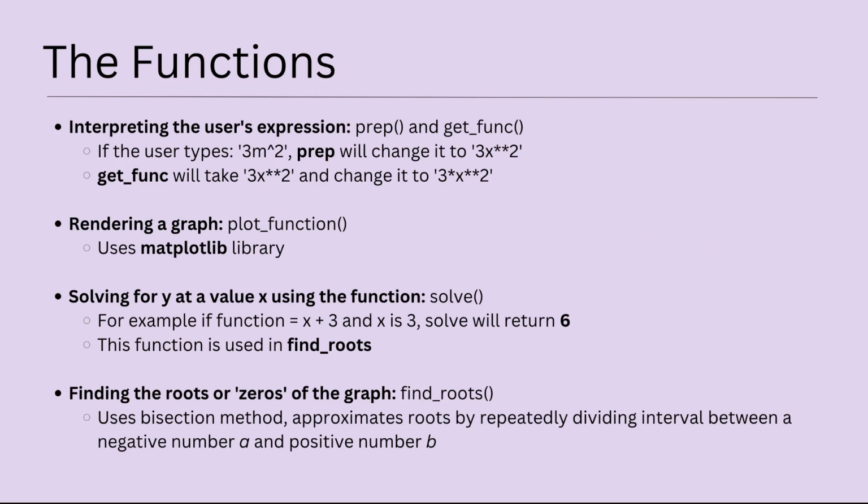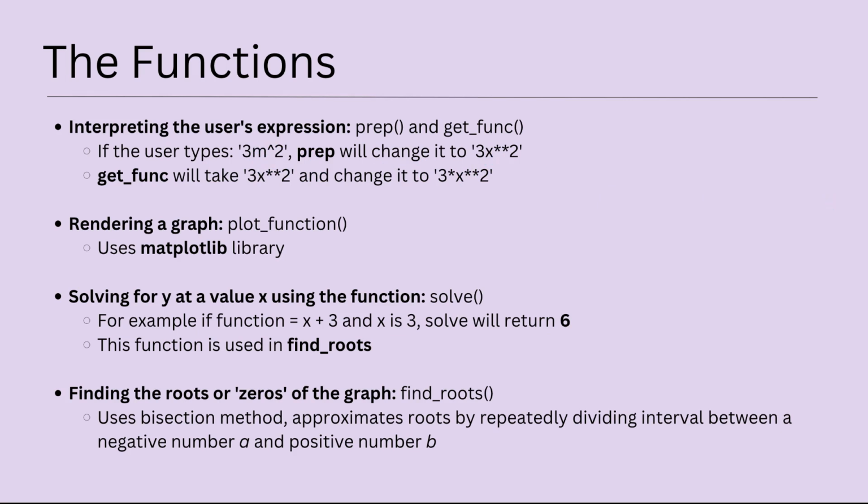The first 2 functions, prep and getFunc, both work together to interpret the user's expression and translate it in a way for Python to understand and render an appropriate graph. So first, for example, if the user were to type in 3m^2, prep will change it to 3x**2.